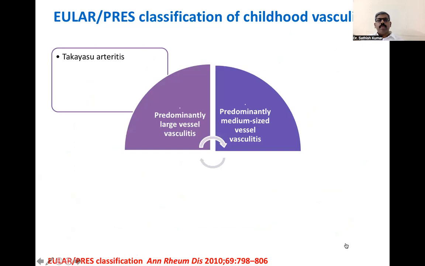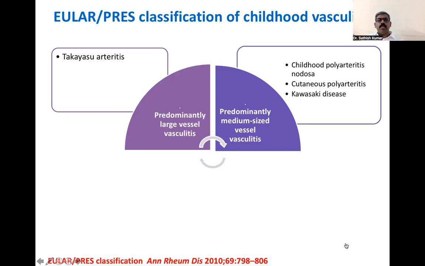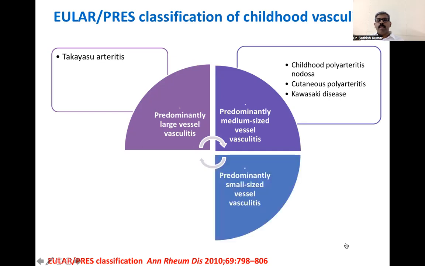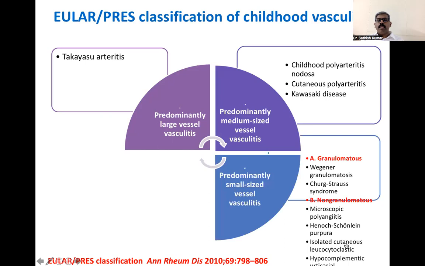So they classified predominantly, again, depending on the vessel wall involved. So if they are predominantly large vessel vasculitis, it is Takayasu arteritis alone. But if the medium vessel is involved, they divide into polyarteritis nodosa and Kawasaki disease. In the polyarteritis nodosa, you can have childhood systemic PAN and cutaneous PAN. Predominantly small vessel, they divided into granulomatous and non-granulomatous.